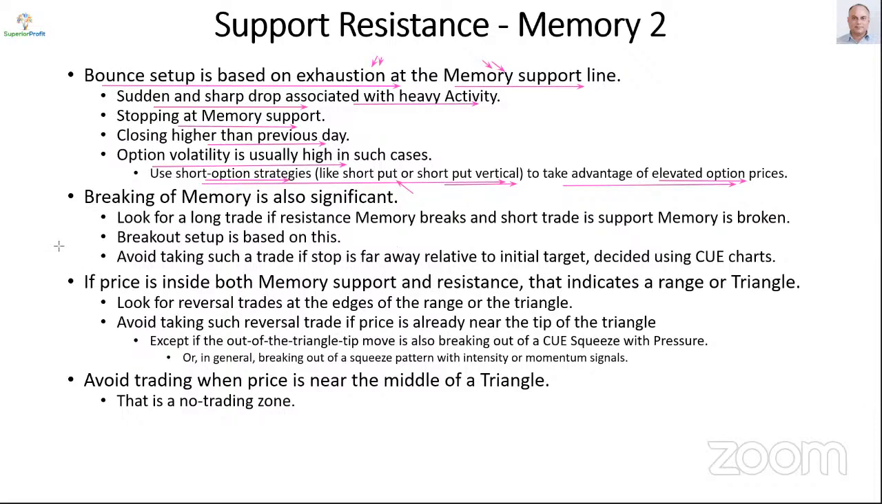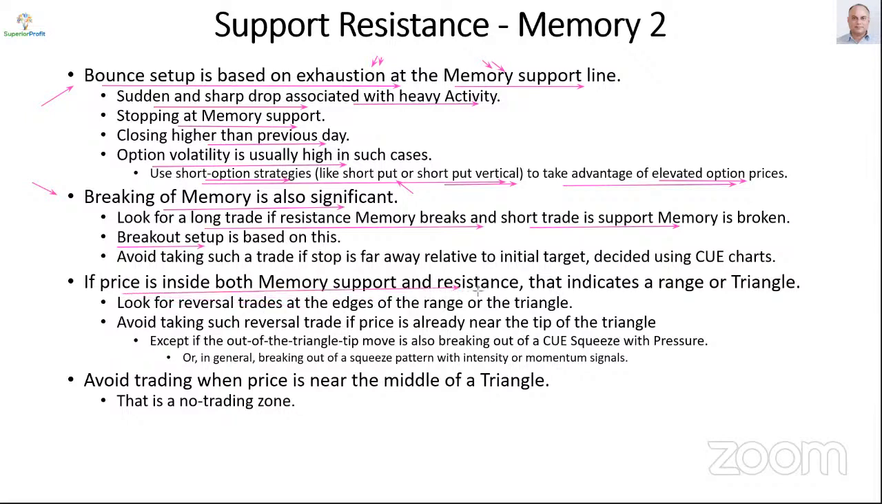Because the support resistance memory trend lines work, breaking of them is also significant. Look for a long trade if resistance memory breaks, and short trade if support memory breaks. And Q has a breakout trade setup. You may scan for it. Is it there in Sonar? Is it there in Finder? It is based on breaking of trend line support. So we have two trade setups using memory lines. One is bounce, that is finding support, and then breaking of support, breakout setup.